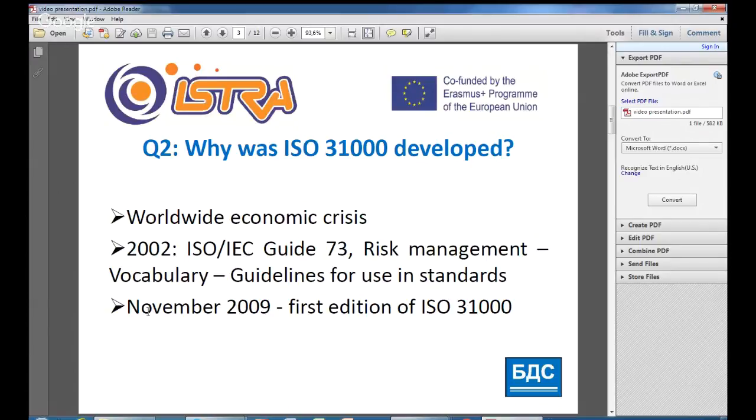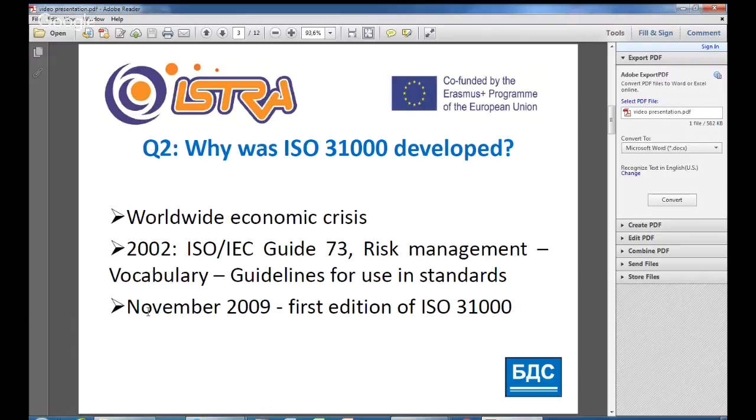However, it turned out that there was a global need for a generic guide. A generic guide is a commonly used guide. This guide needed to be applicable to the risk management process, to be used for all organizations of all sizes, both private and public. That is why in 2002, ISO and IEC published ISO/IEC Guide 73, Risk Management Vocabulary Guidelines for Use in Standards.